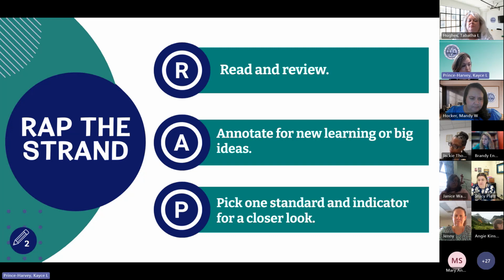And then lastly, pick a standard and indicator that you might take a closer look at. So as you're reviewing everything, what is something that you might want to do a little bit of a deeper dive on? So we're going to take about 10 minutes here for you to get a good look at the written and oral communications strand and to wrap that strand in box 2 of your note catcher. So we'll say at 10:51, we'll come back and share some of our takeaways. Okay, you can go ahead and get started.